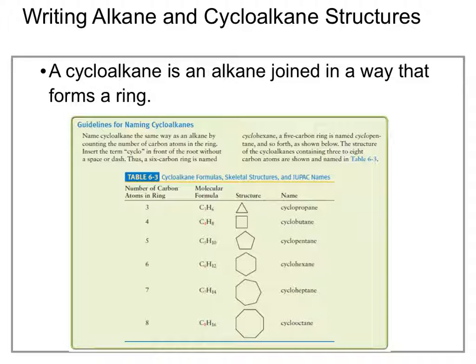Cycloalkanes are alkanes which are joined in such a way that the carbons will form a ring. And so the last carbon in the structure will actually be bonded to the first carbon. And so we see several examples of those here. Cyclopropane, 3 carbons in a ring. Cyclobutane, 4 carbons. Cyclopentane with 5, and so on.